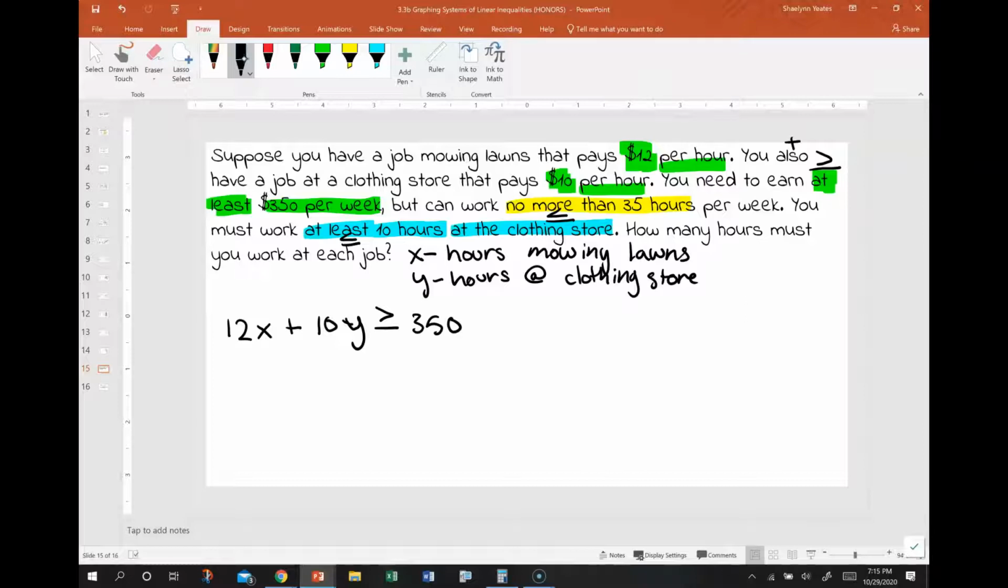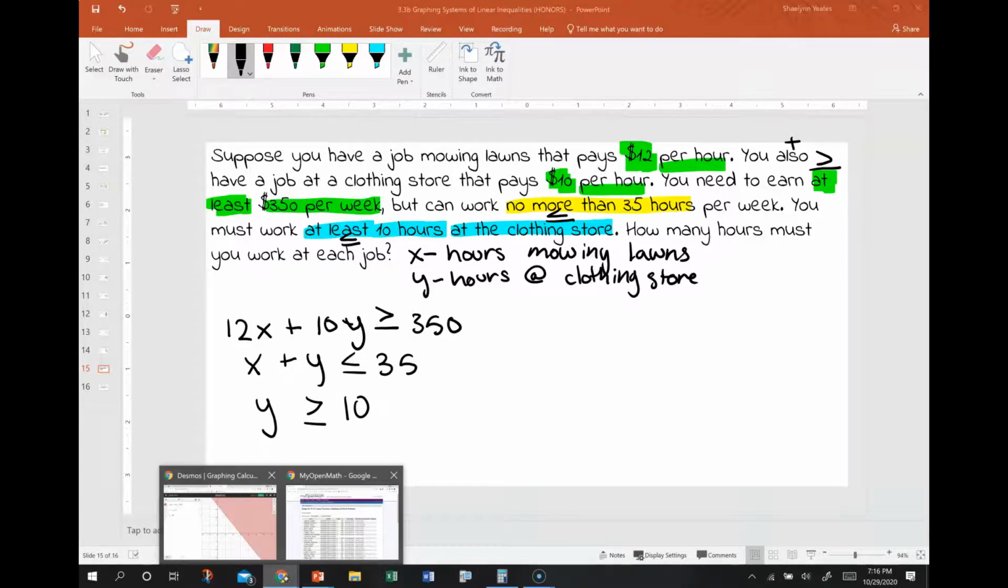Our next equation is going to be the amount of hours we work in total has to be less than or equal to 35. And at the clothing store, remember clothing store is Y, we have to work at least, being greater than or equal to, I keep flipping around, 10 hours. So, this is where we graph it.